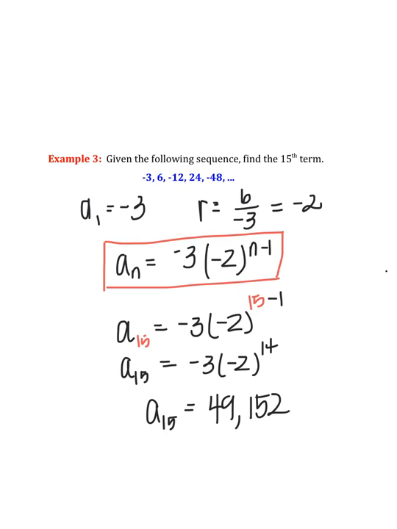And so my answer, my 15th term, is 49,152. And you'll notice these numbers are much bigger than they were with the arithmetic. And again, that's because this geometric sequence is an exponential type of equation, whereas my arithmetic was a linear equation.